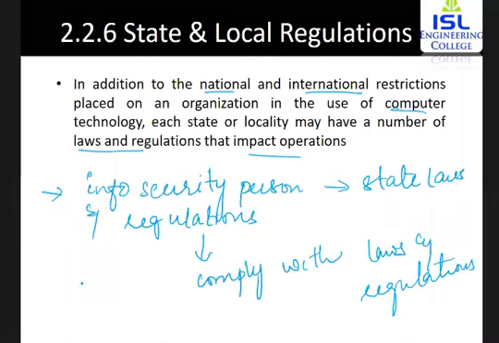Because for violation of any type of law, you might have to pay penalties, or punishments can also be given. So this is the end of the class.